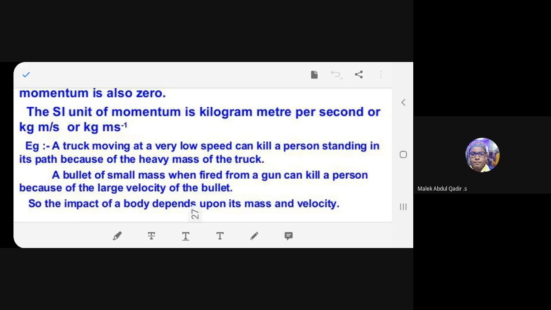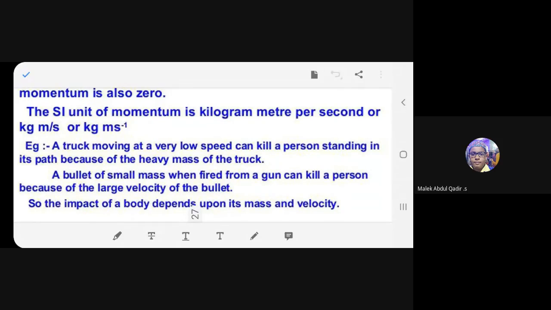But when a truck is going at a slow speed, then also it can kill a man. You got it? Okay, why? Because of the mass. Now, what we are considering right now is the mass of the truck. Mass of the truck is massive. It's huge, isn't it?